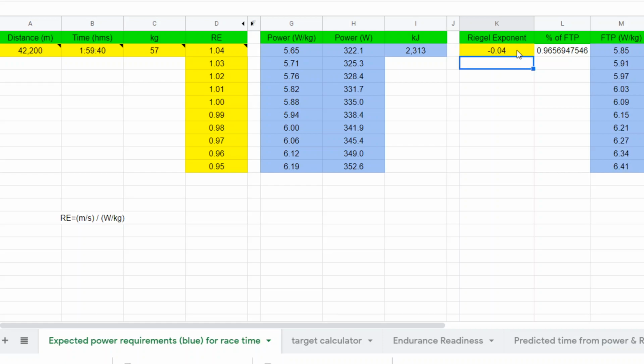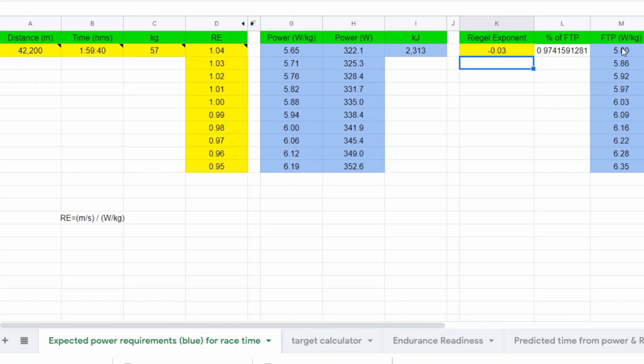And minus 0.04 as a Riegel exponent would mean that he ran the marathon at around 96.5 or 96.6% of his threshold power. If we go with a more negative Riegel exponent, and this is about as far as I'd go with him, percent of FTP is 95.7% of FTP. So he's somewhere between 95.7 and 97.4% of FTP is what he was running at.